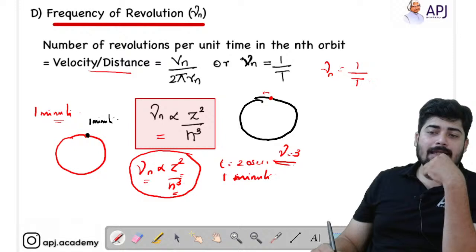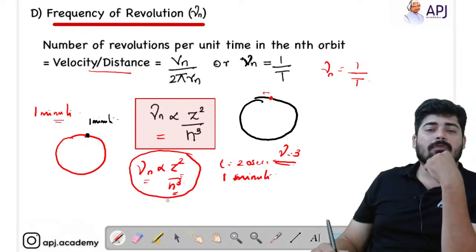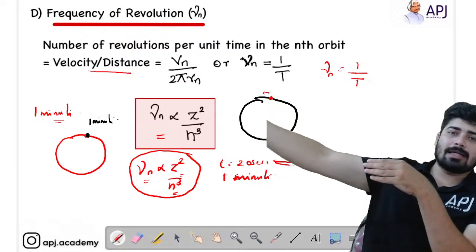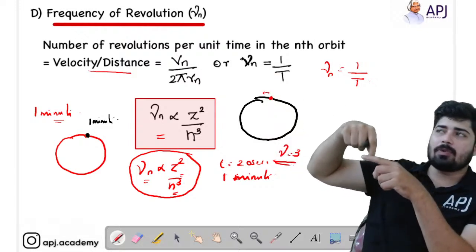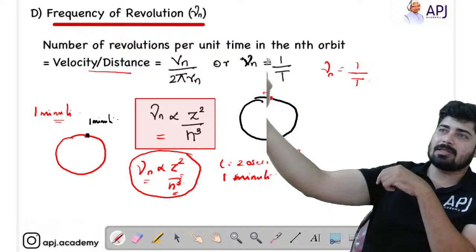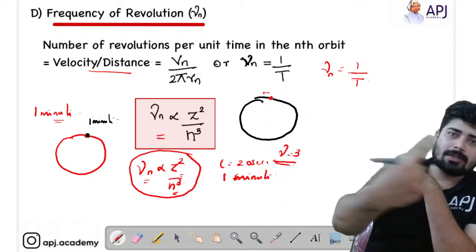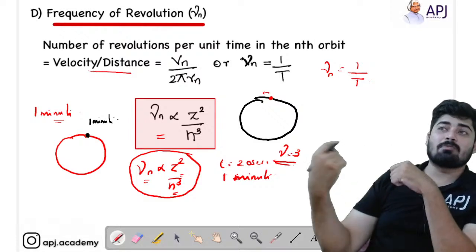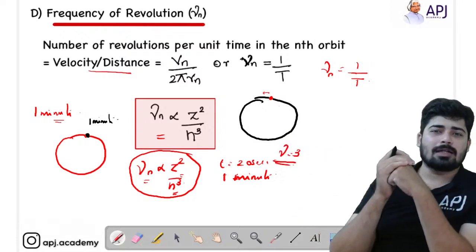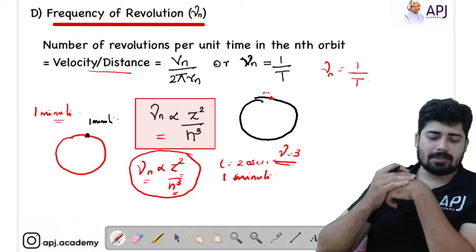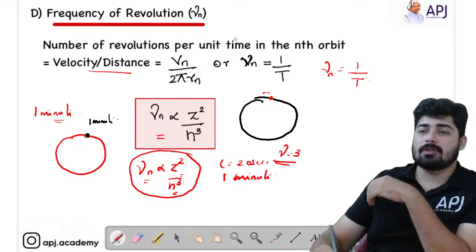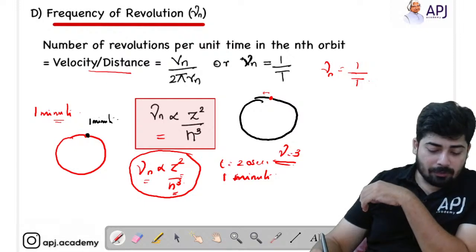And you can see that it is inversely proportional to the cube of the number of the orbit. As the orbit number increases, the distance from the nucleus to that orbit increases. That means the circumference or the distance increases. If the distance is increasing, it takes more time to complete one revolution. So frequency decreases. Hope this is clear, students. Please don't get confused. Please let me know if it is clear for you.